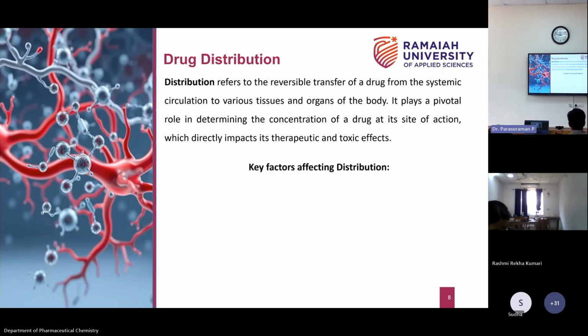So what are the key factors affecting distribution? First is plasma protein binding. So what is plasma protein binding? In plasma, there are some proteins like albumin. When the drug is passing through the bloodstream, the drug will go and bind to the plasma protein. So it will not go and bind to its site of action. Ultimately, it will reduce the therapeutic effect. Second is volume of distribution.